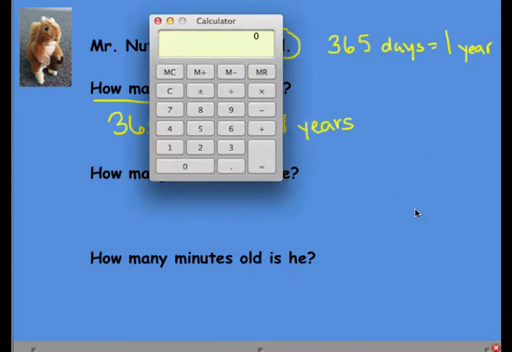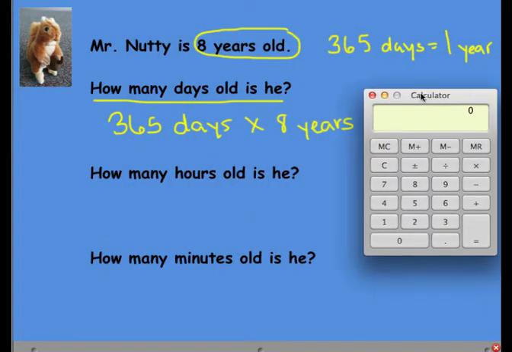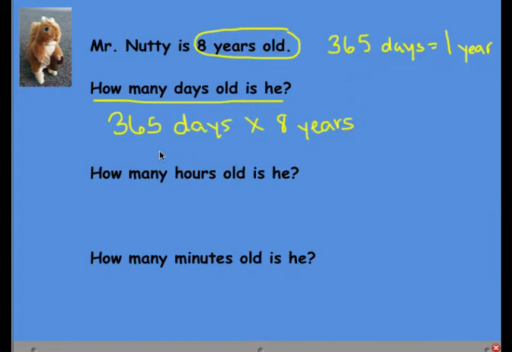And just for the sake of time here, I'm just going to do it on my calculator. So 365 days times 8 years would be, oh, Mr. Nutty, you're 2,920 days old. So I'm going to write 2,920 days old, okay?